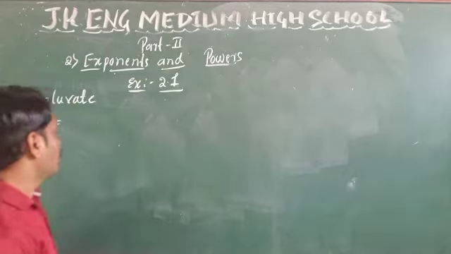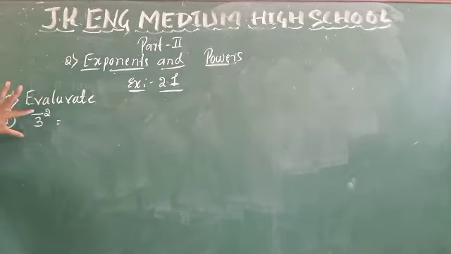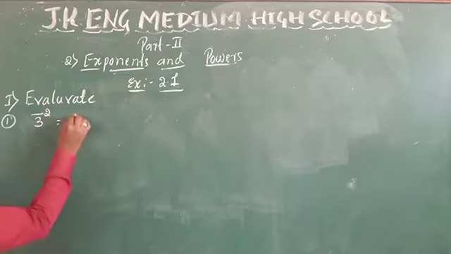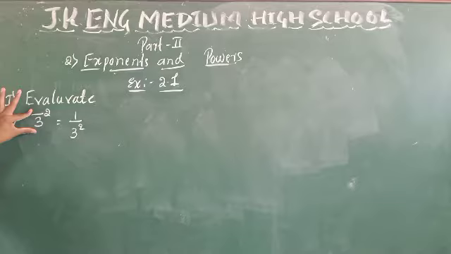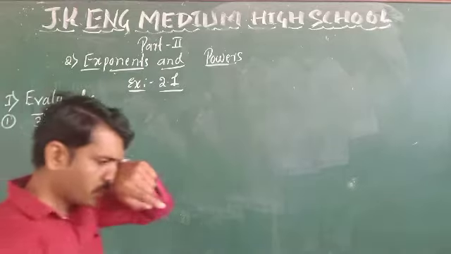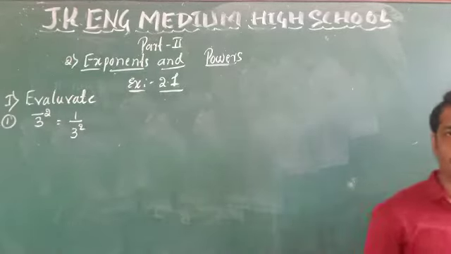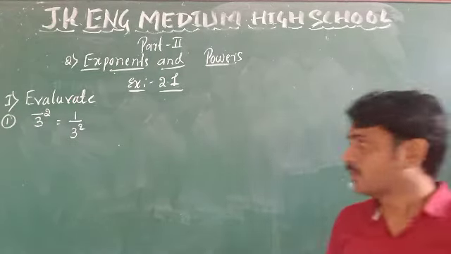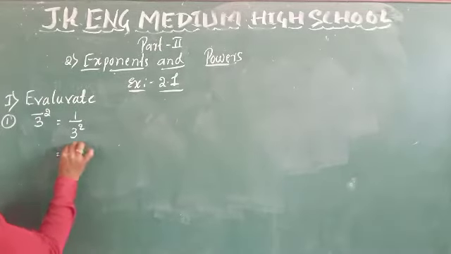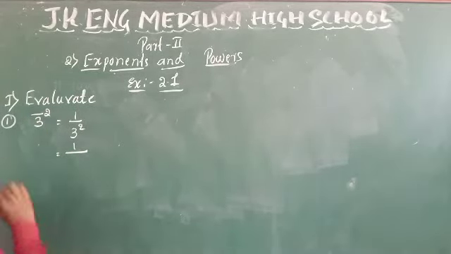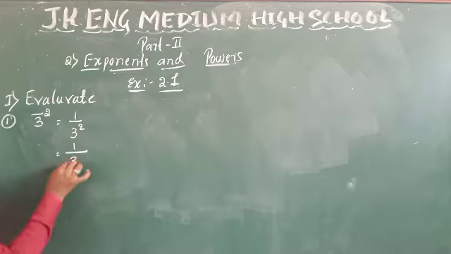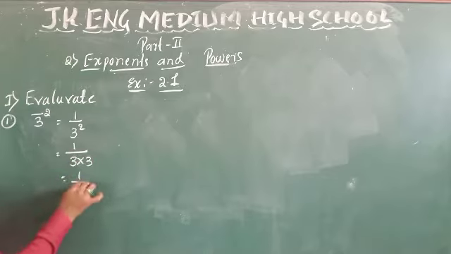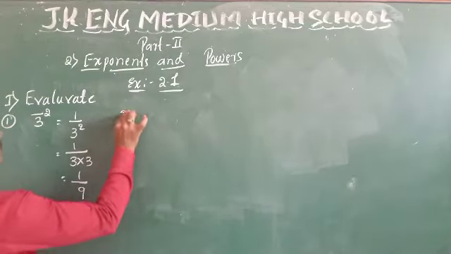How to evaluate? First, convert the negative power into the positive power. How will we convert? 1 divided by 3 squared. The inverse of minus 2. So in the numerator minus 2 is there. If it comes to the denominator, it will become plus 3 to the power 2. Clear, children? Later on, 1 divided by, so 3 how many times is there? 2 times. 3 into 3. So 1 divided by 9. Clear? This is called evaluation.